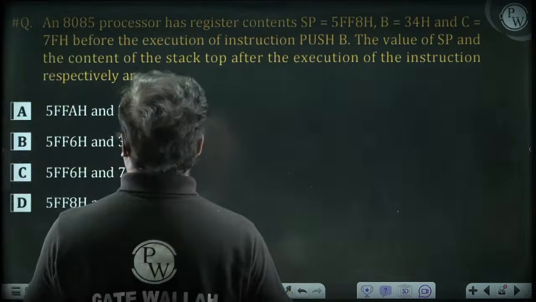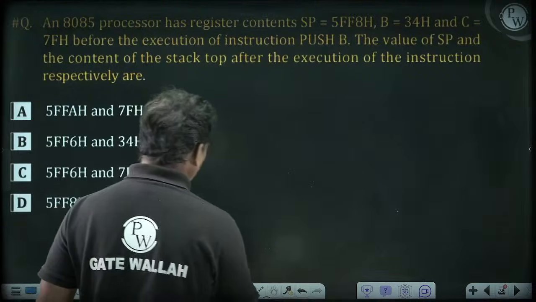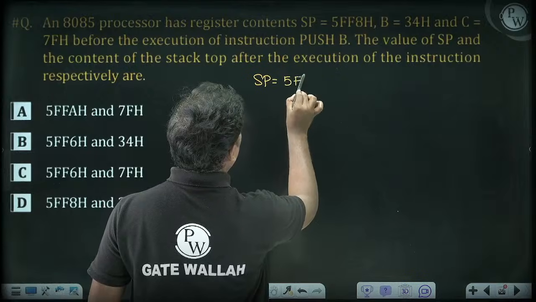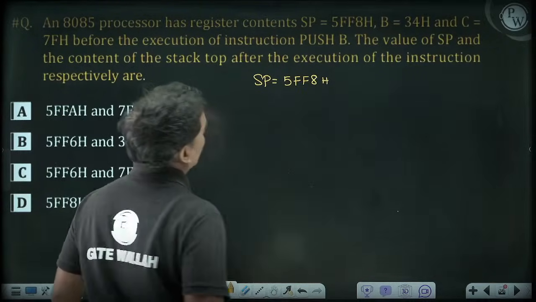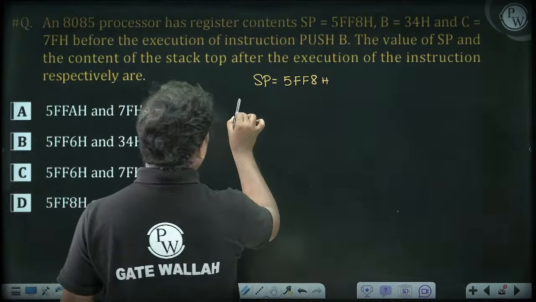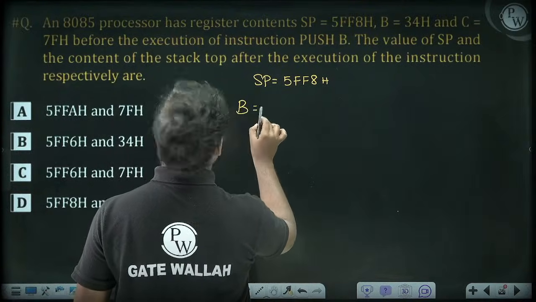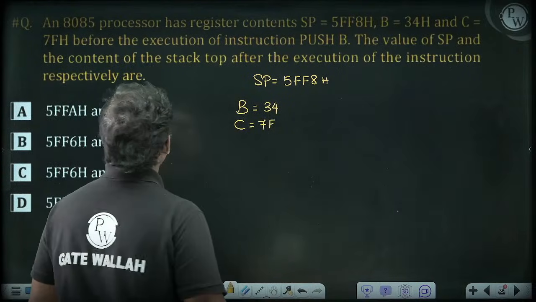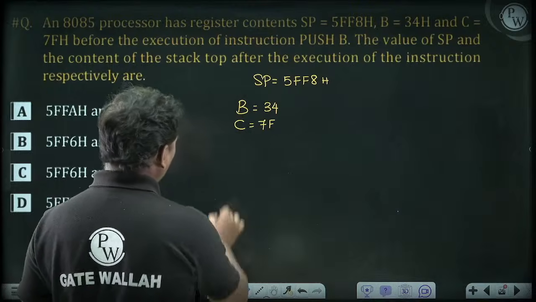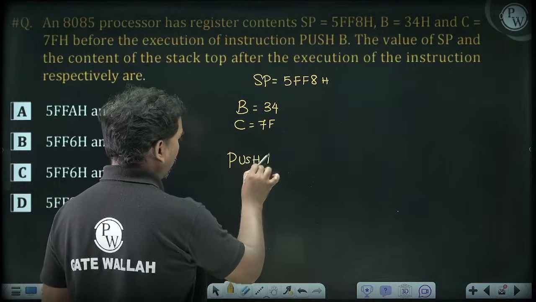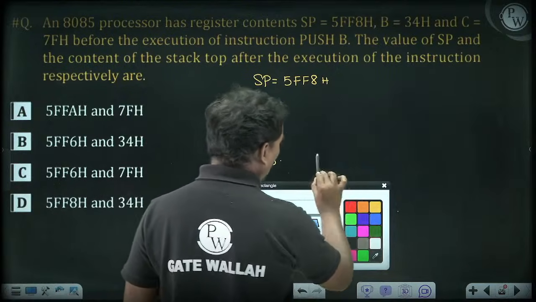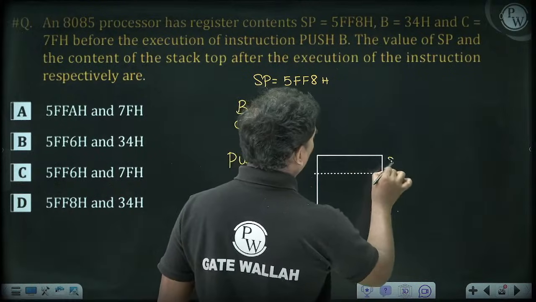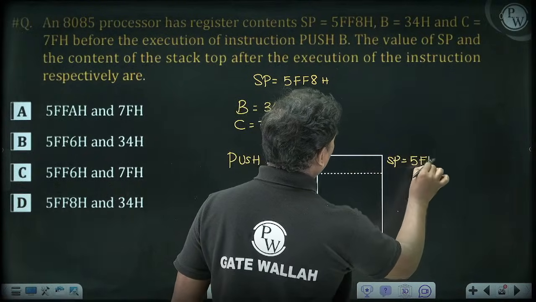See here. In the 8085 microprocessor, the contents of the register SP are given as 5FF8H, B is equal to 34, C is equal to 7F. Before the execution of the instruction PUSH B, what happens? What is the operation of PUSH B? So this is our stack pointer, which is equal to 5FF8.